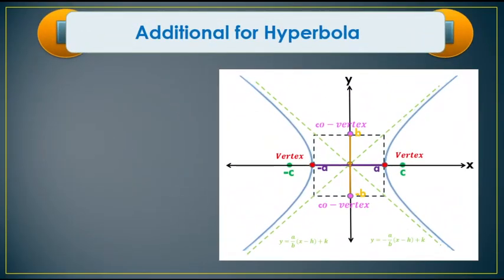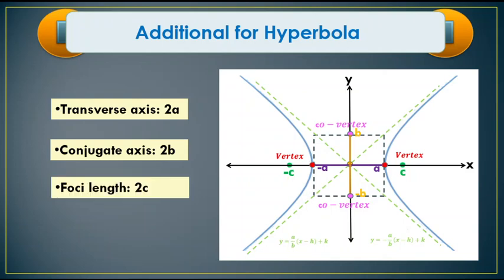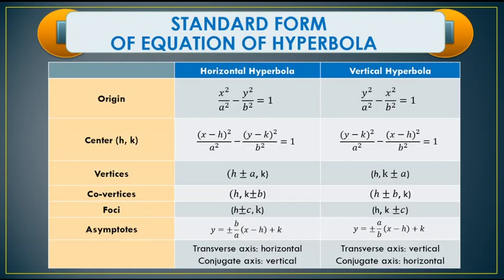Okay. So now, additional info about hyperbola. Yung transverse axis natin, yan ay equal to 2a. And then yung conjugate axis is 2b. And then yung foci length, that is 2c. And then, ito yung pinaka-summary ng ating standard form of equation of hyperbola. So, nandito lang lahat sila. Okay, so, based na lang kayo dyan sa ating module din naman yan.